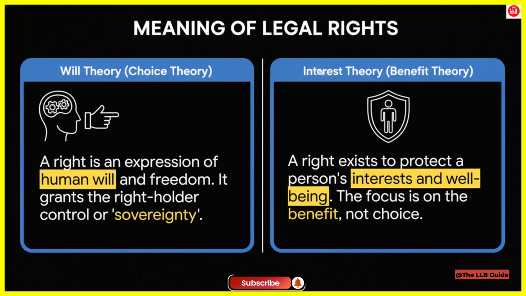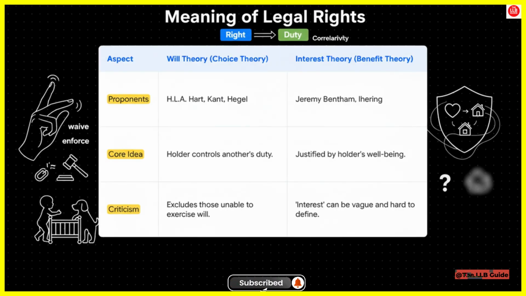The will theory, which is sometimes called the choice theory, says the whole point of a right is to give you control over someone else's duty. It's about your choice, your power. But the interest theory, or benefit theory, argues that a right's purpose is to protect your interests, your well-being. It's about what benefits you, even if you can't actively make a choice. This slide really lays out the comparison for you.